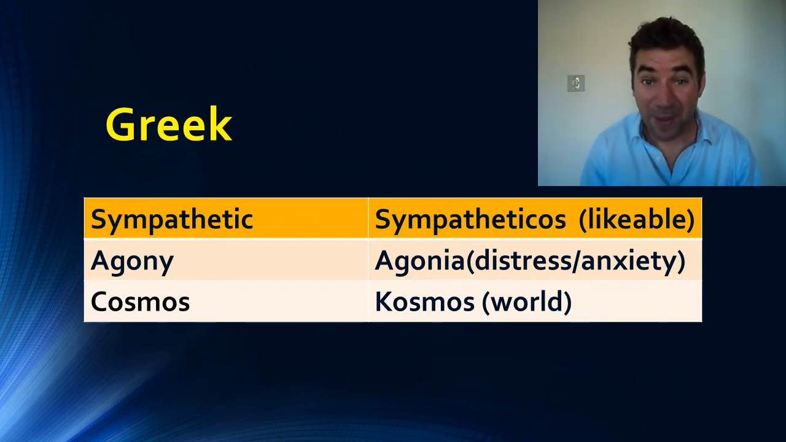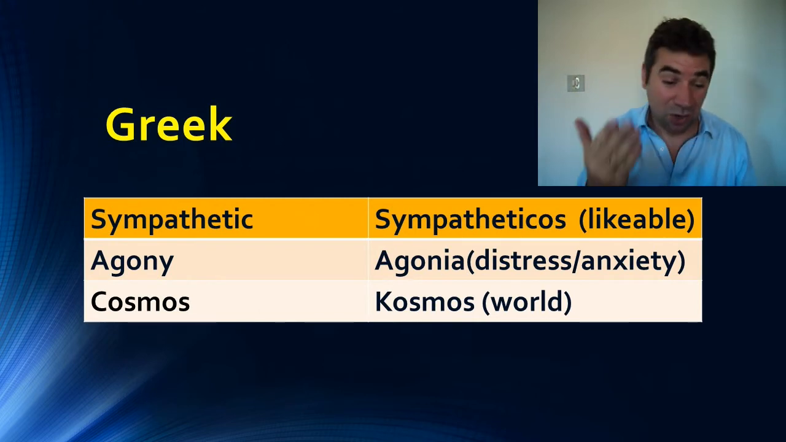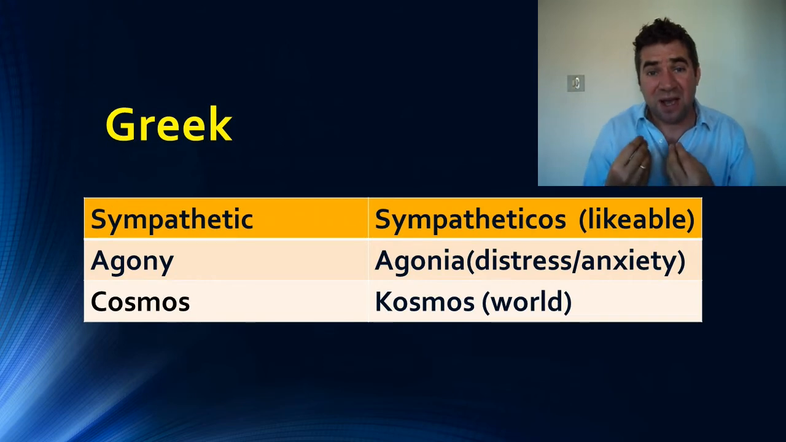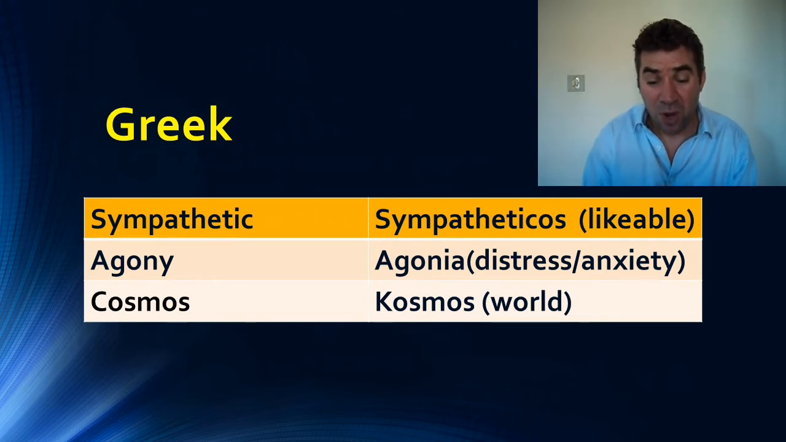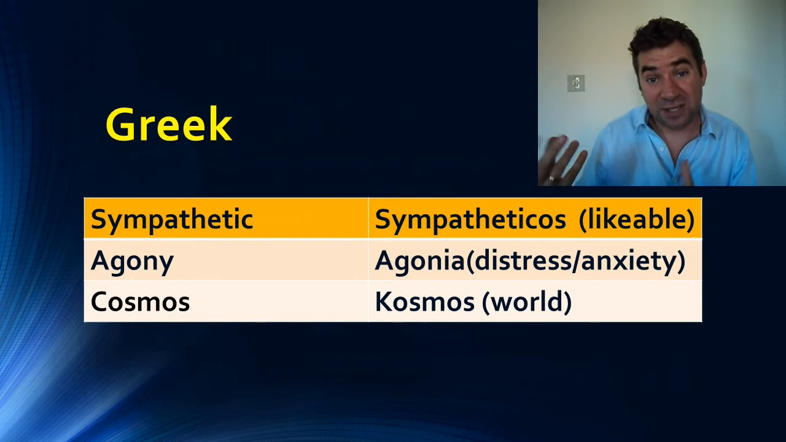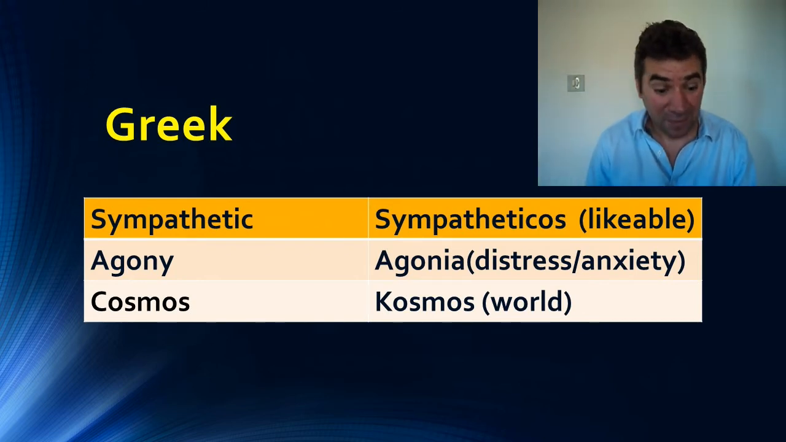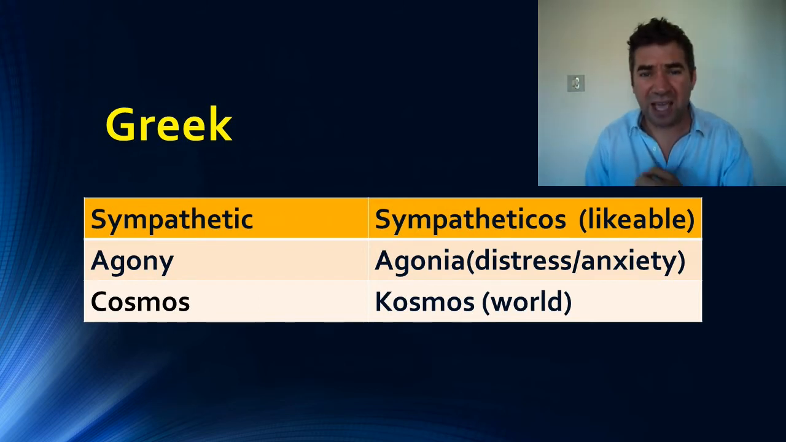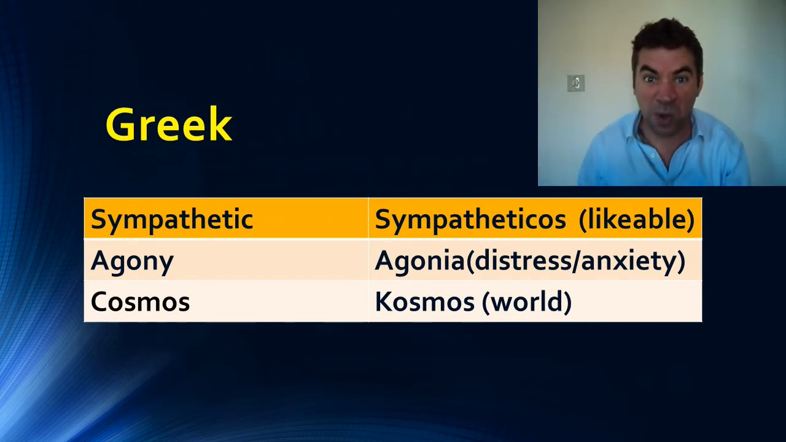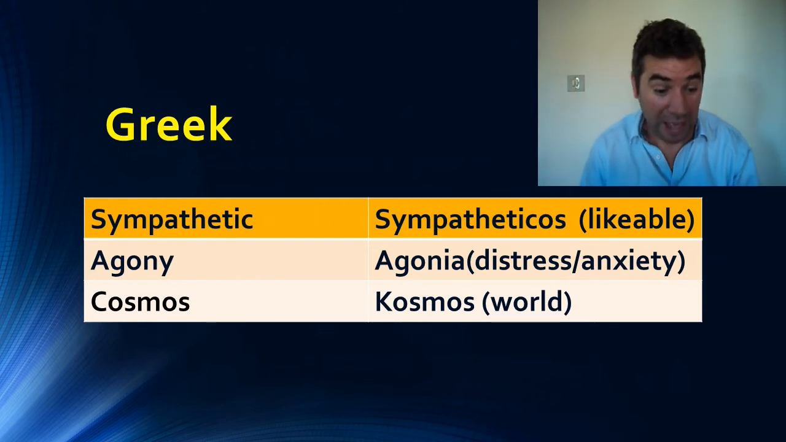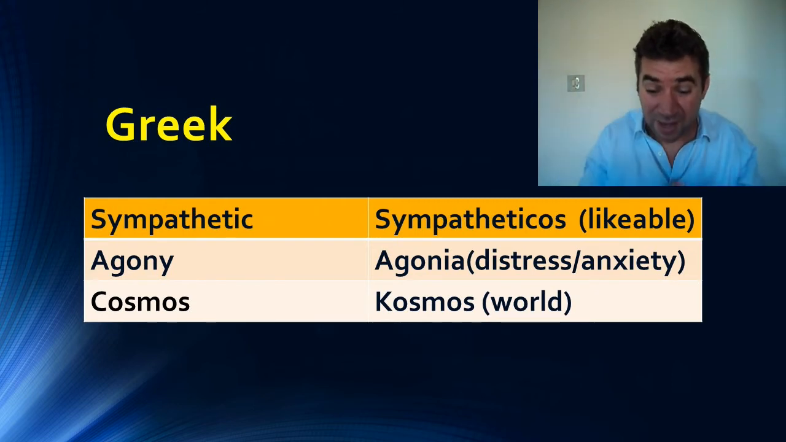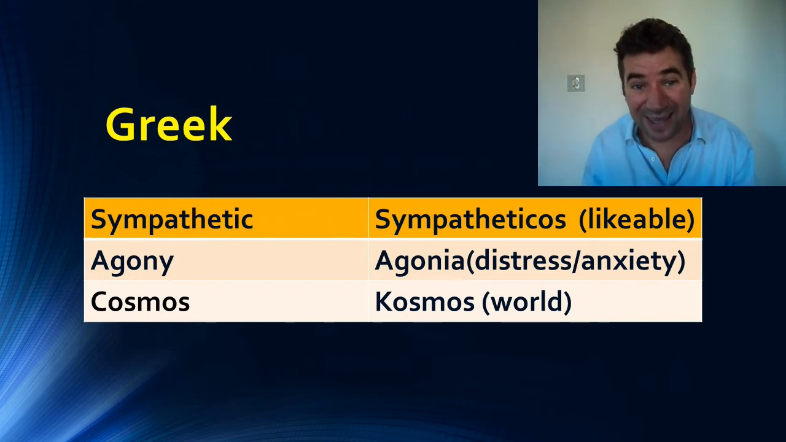Greek, sympathetic. In Greek, sympathetikos. So in English, sympathetic means you understand how someone feels, you sympathize with them, whereas sympathetikos means the person is very likable. Agony, very painful in English. Yeah, maybe you've broken your leg and you've broken your arm and the bone is popping out. Lovely jubbly. Agony, whereas agonia in Greek means distress and anxiety.